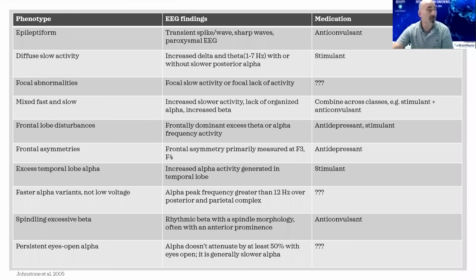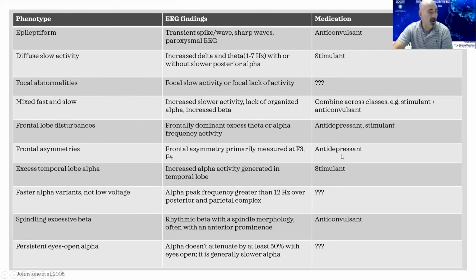And here we are looking at the phenotypes. I'm not going to read them all out, the EEG findings and medication selections. People with epileptiform EEG, really consider an anticonvulsant. Diffuse slow, stimulant may work. With a focal abnormality, it doesn't stand to reason that a medication is going to be very effective because the issue is localized. It's not general. Again, you're going to want to get a neurologist to weigh in on what's going on. But generally, neurotherapy is going to be more fruitful here. Mixed fast and slow, again, an anticonvulsant.